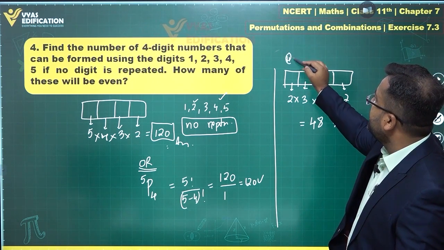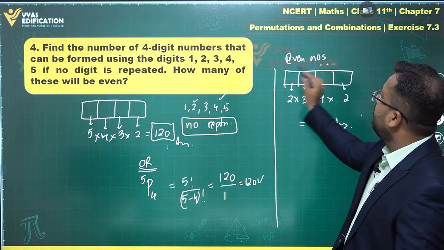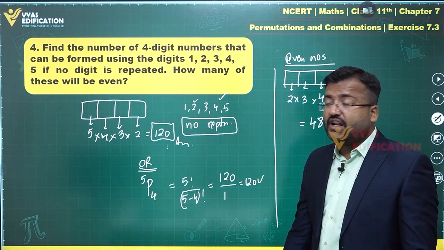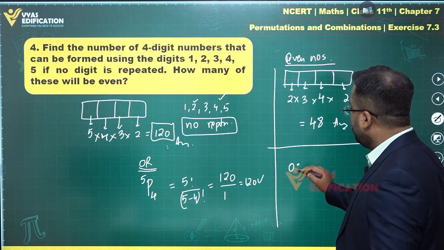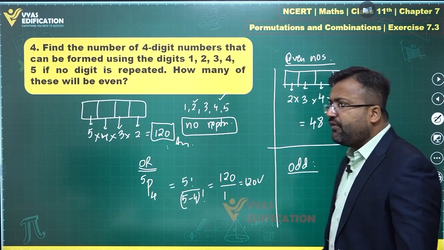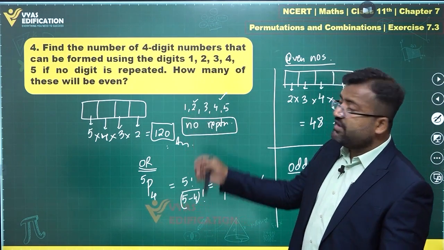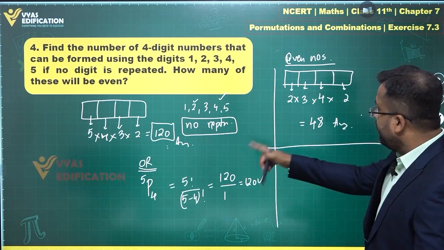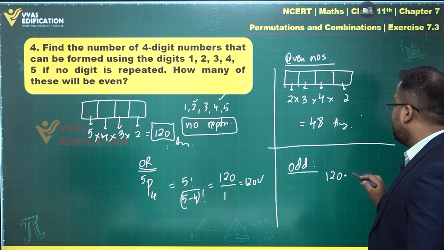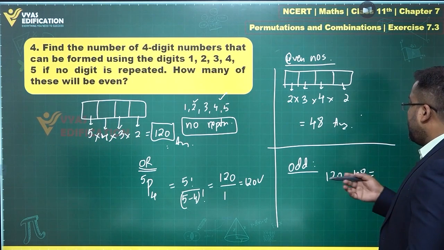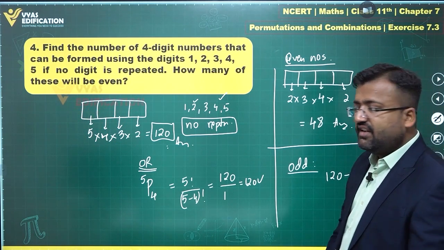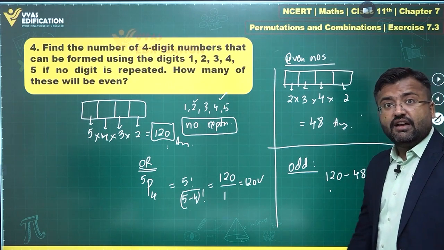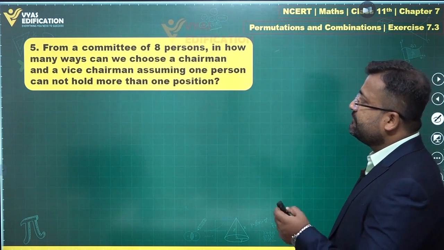This is the second part, even numbers. How many of these are even? 48 numbers out of these 120 are even. And how many will be odd, if that is also asked? So for finding odd, the last place can be filled using 1, 3 and 5. Or, after finding this, you can simply subtract 120 minus 48 to give the number of odd numbers. That's what you can do. Is that okay? That's pretty simple, right? Let's move on to the next question after this.